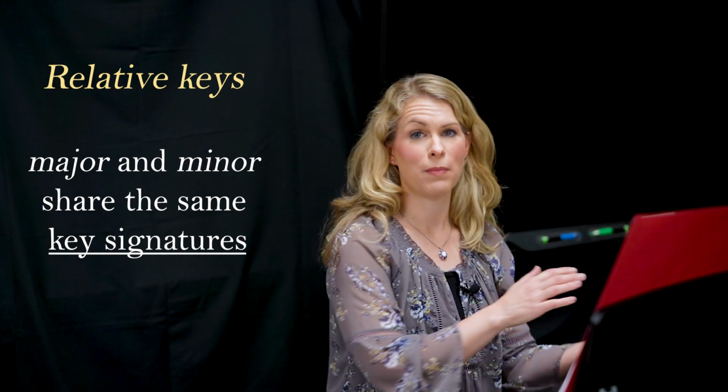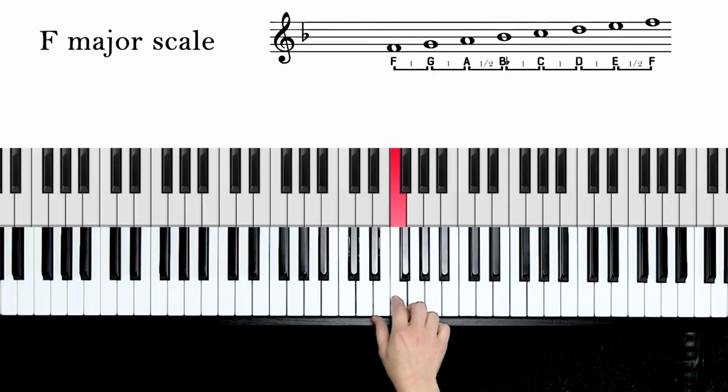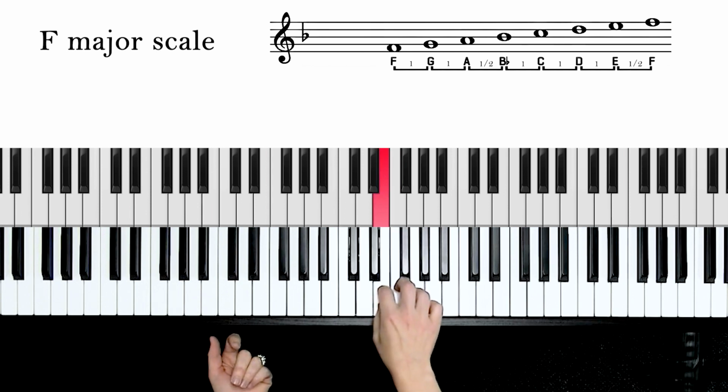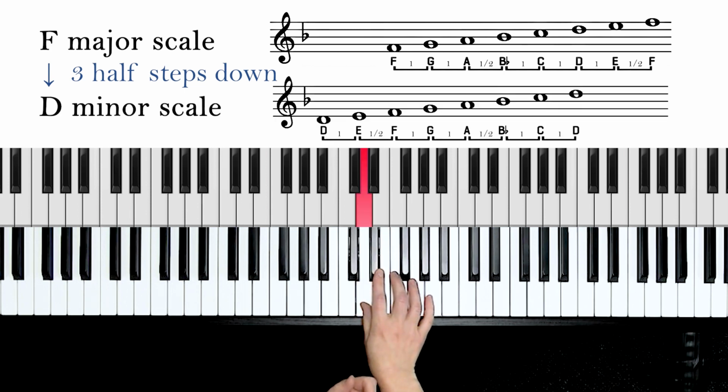So what's the relationship from F major to D minor? Well, we have one set of major key signatures. The minors share those key signatures, they're relative keys. If I play a tonic of F major, if I go down 3 half steps, when you take a step on E, that is step 1, step 2, E flat, step 3, D. That is the relative minor to F major.